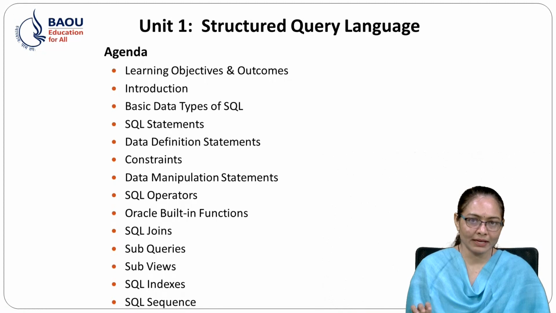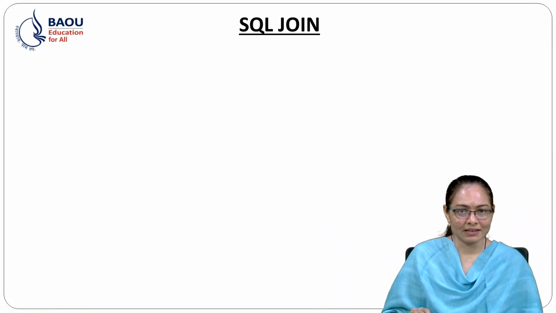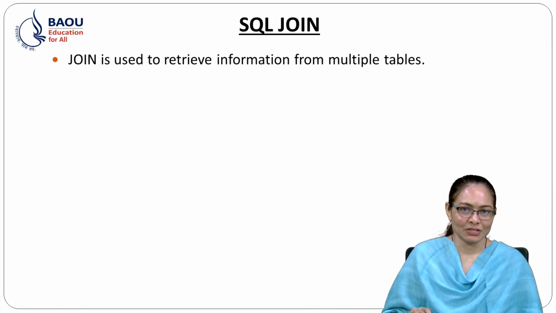Now, today we are going to start with SQL joins. In our syllabus, SQL joins include the inner join, outer join and self join. Now we start with the SQL join. Join is used to retrieve information from multiple tables. In a join, one column should be common in the related tables.